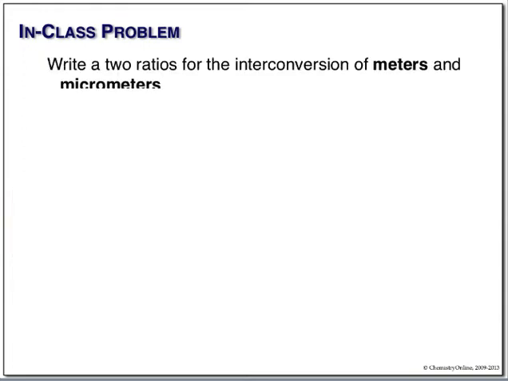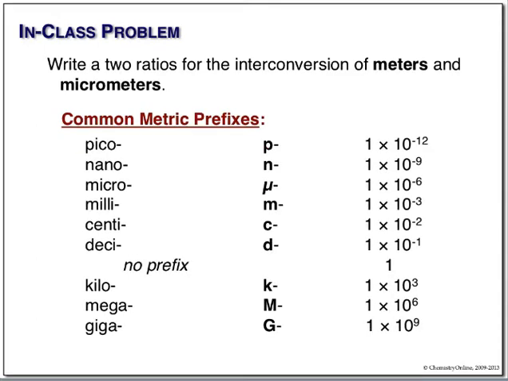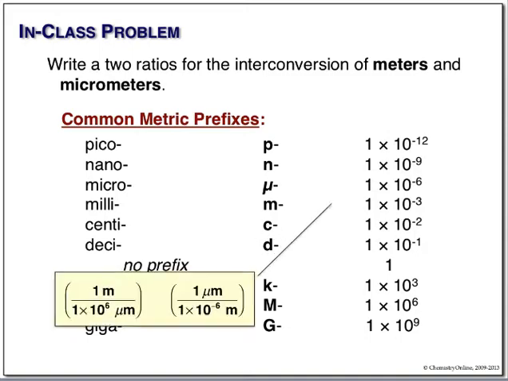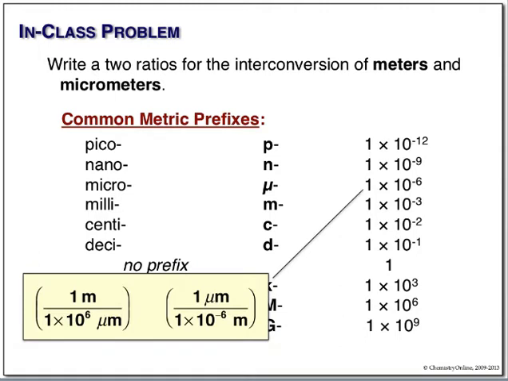Do that again for meter and micrometers. We remember micro is represented by the Greek symbol mu and stands for 10 to the minus 6. We could therefore write these ratios: 1 meter is the same as 10 to the 6 micrometers, or 1 micrometer is the same as 10 to the minus 6 meters.